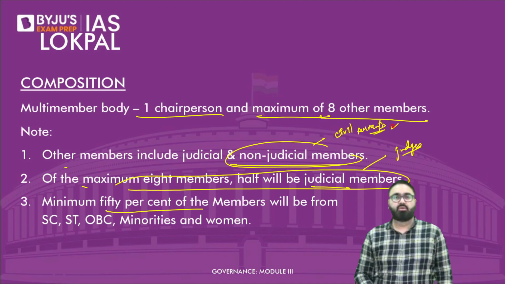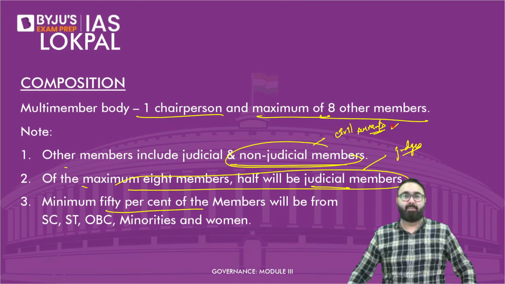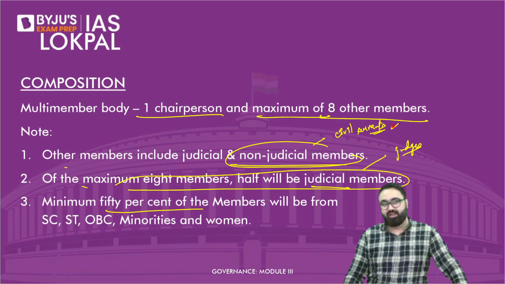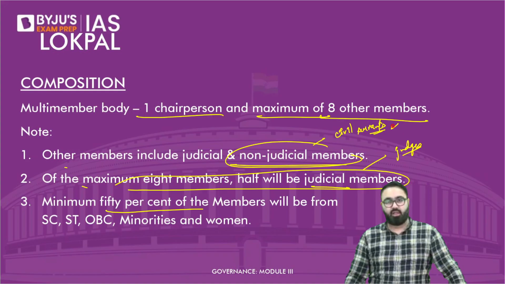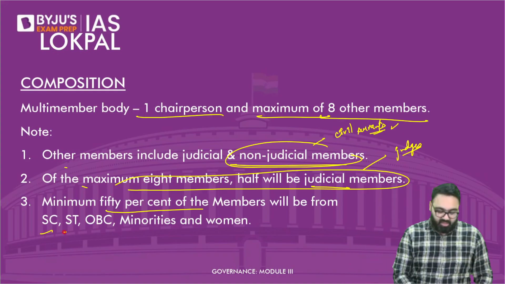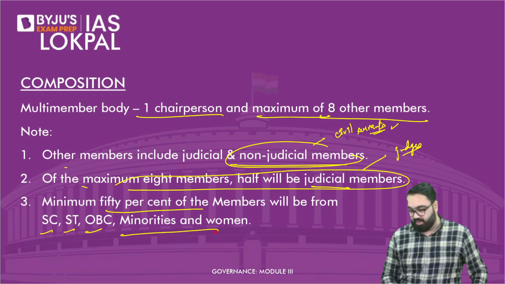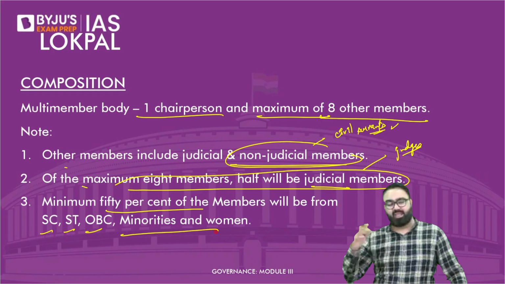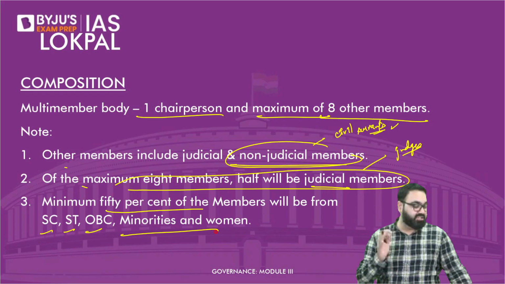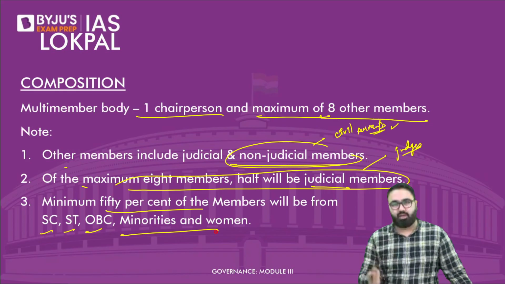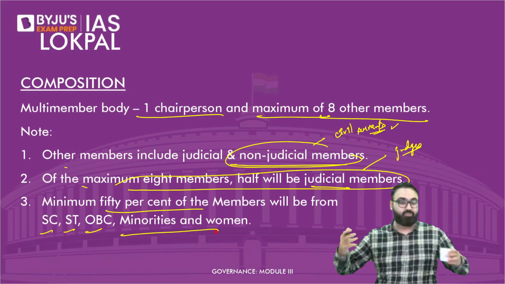Also, the law says that out of the 8 members in total, including judicial and non-judicial, at least 4, at least half of the members, have to be from SC, ST, OBC, minority or women. Who are these 4? Doesn't matter. They can be a mix of judicial, non-judicial, it doesn't matter. But at least 4 of the total members should be from SC, ST, OBC, minority or women.